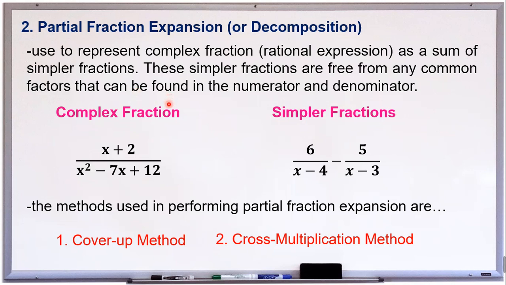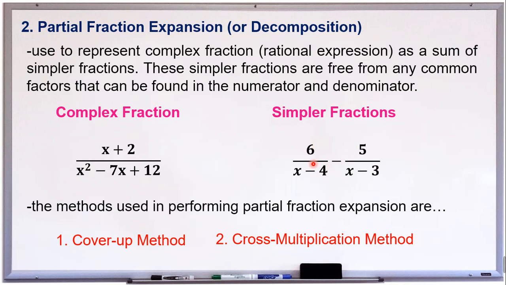Now, from the previous lesson, we discussed how to combine two fractions in order to create a complex fraction. This time we do the reverse. On the left side right here, we are given a complex fraction, x plus 2 over x squared minus 7x plus 12, and then we're going to split this one into simpler or partial fractions as shown on the right.